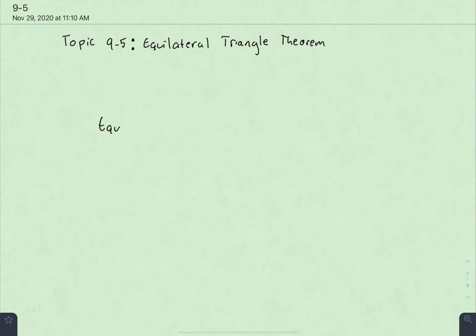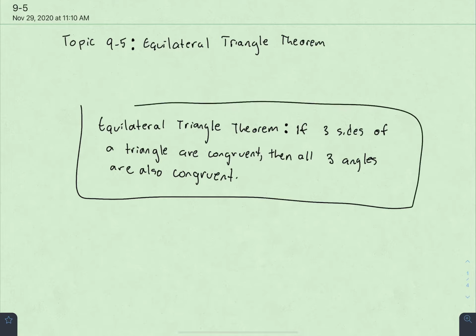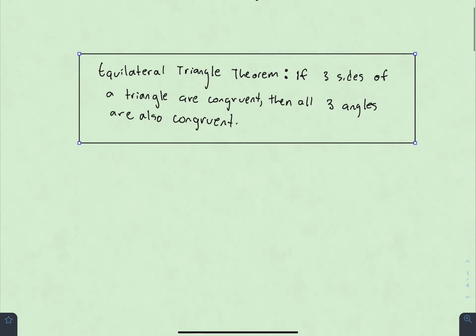So the equilateral triangle theorem states that if three sides of a triangle are congruent, then all three angles are also congruent. So that is the big idea when we're talking about equilateral triangles. It should make sense when we're talking about isosceles triangles.